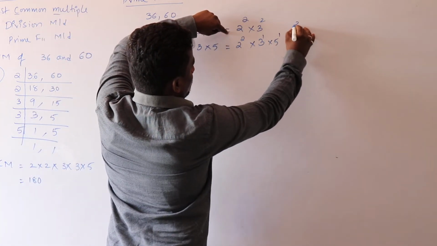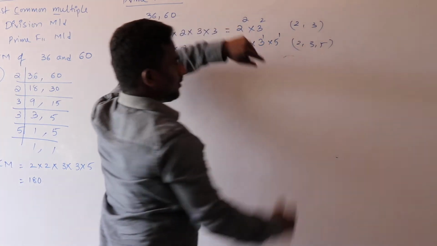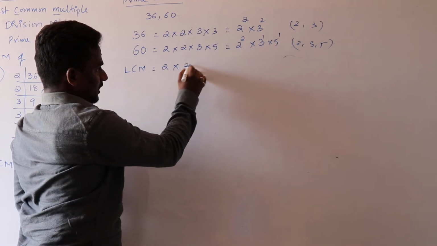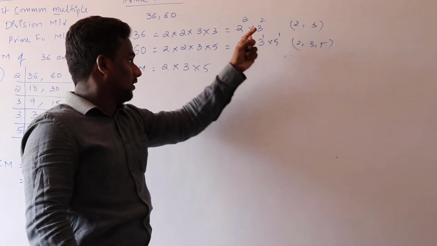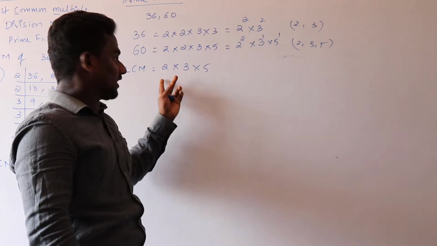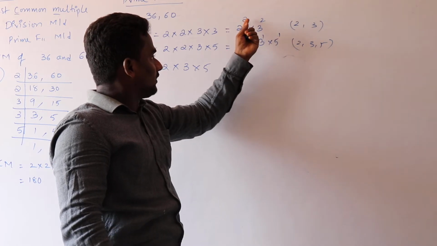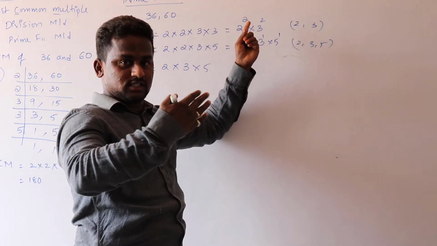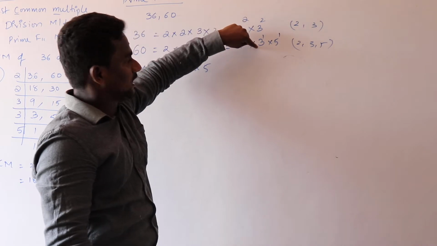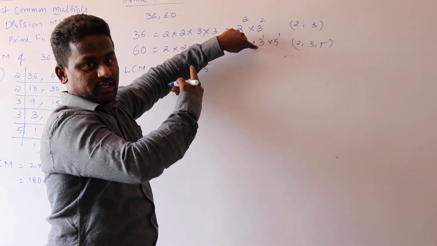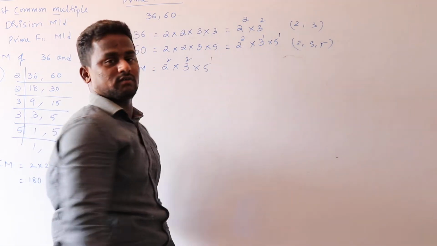What are the prime numbers here? 2, 3, 5. I have to write first 2, 3, 5, but this is not the answer. I have to write all factors at a single time first, and next I write the highest power. For 2, the square is the highest power in both, so I write 2 square. Next, 3 power 1 and 3 square, so the highest power is 3 square. And 5 a single time, 5 power 1. That's it.